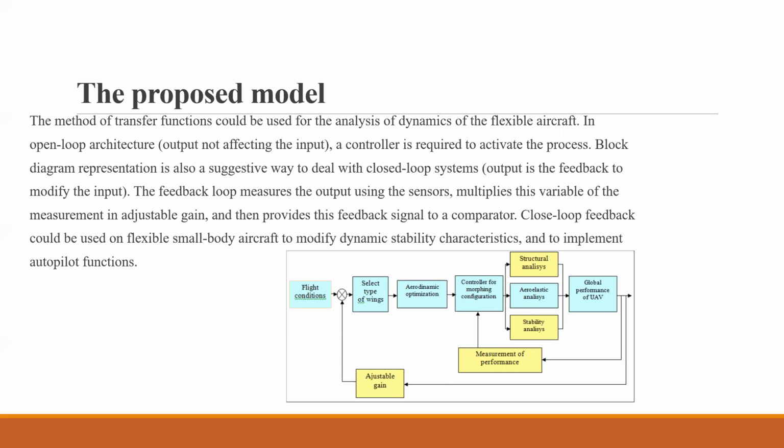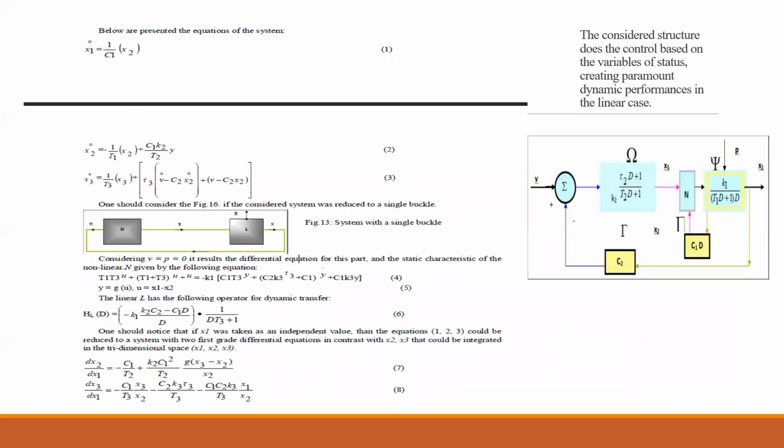As we can see in these flight conditions, select the type of wings and aerodynamic optimization control for morphing configuration, and with the structural analysis, aerodynamic analysis, stability analysis, with the global performance of the UAV, with the measurements of performance and again adjustable gain. These are the equations considered as the control based on the variable of status creating aerodynamic performances in the linear phase. Here x1 dot is equal to 1 by c1 of x2 and x2 dot is equal to minus 1 by t1 of x2 plus c1 k2 by t2 y.